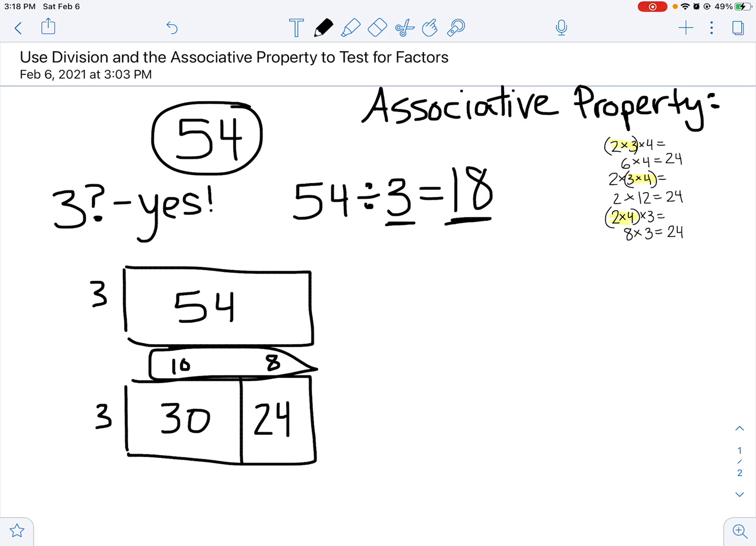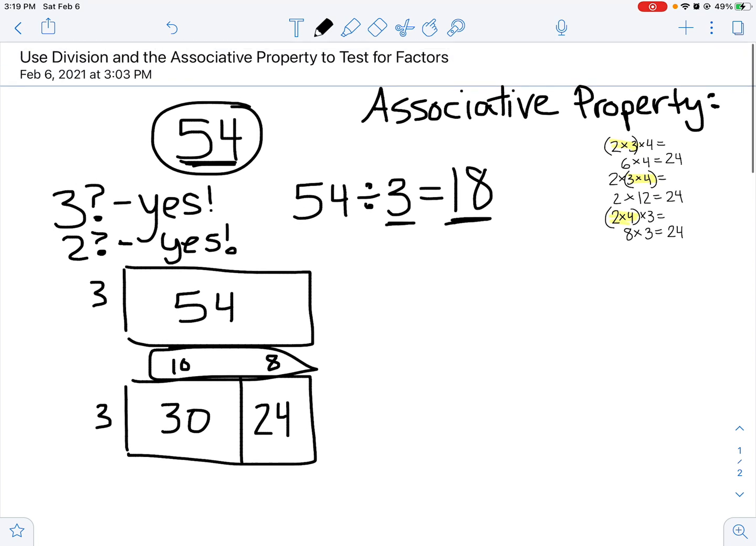What about 2? Is 2 a factor of 54? Hopefully you said yes automatically. How do you know? 54 is an even number, so we know it would be easily divisible by 2. How about 5? If you said no, you're right. 10? You're right. Nope. So let's take a look.